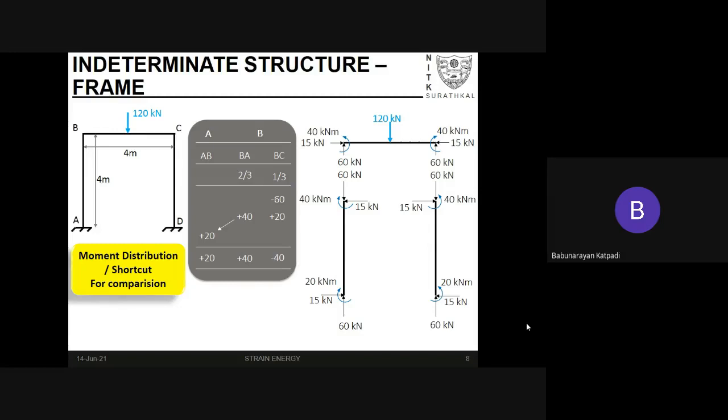What happens in moment distribution? In one cycle, simple and straightforward, you get this. That is why in the morning I mentioned that in some situations, strain energy can be strenuous. There are other methods which can work faster. But there are situations where other methods are not as convenient.